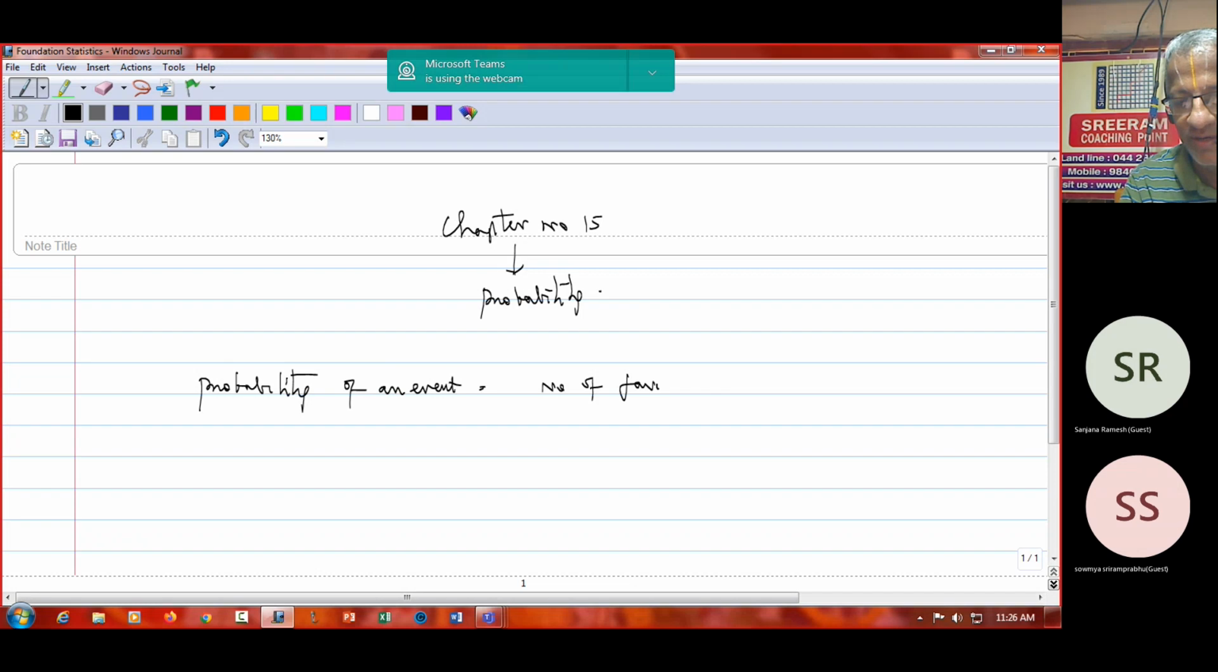Number of favorable outcomes, the whole divided by total number of outcomes.